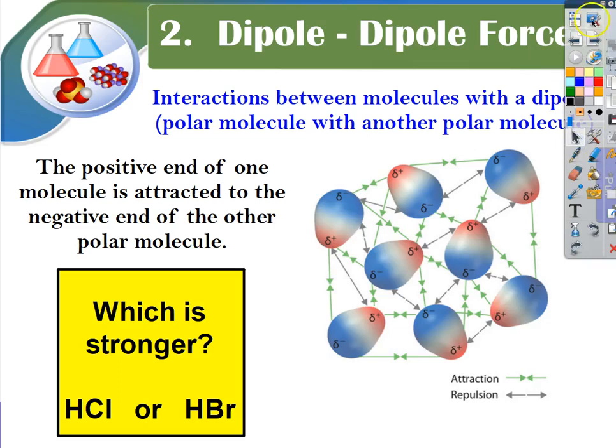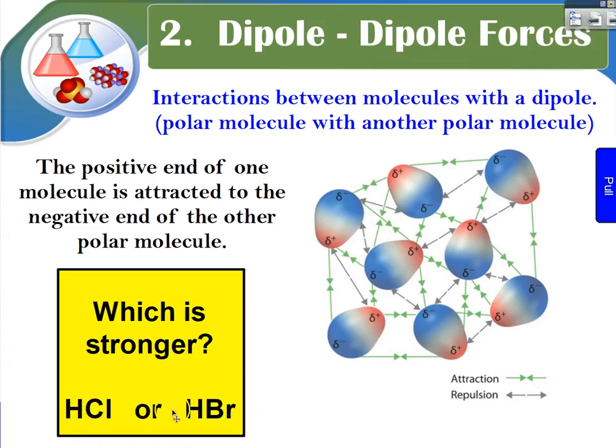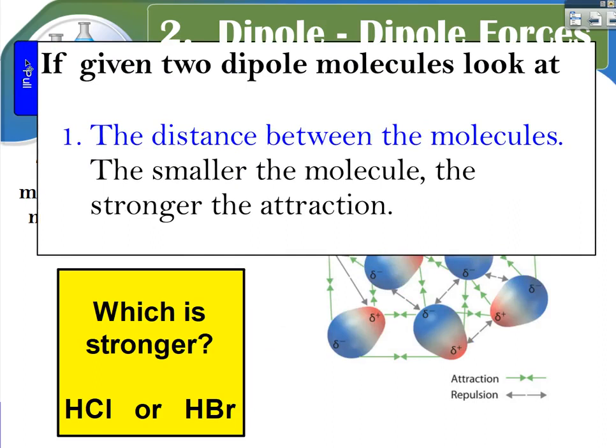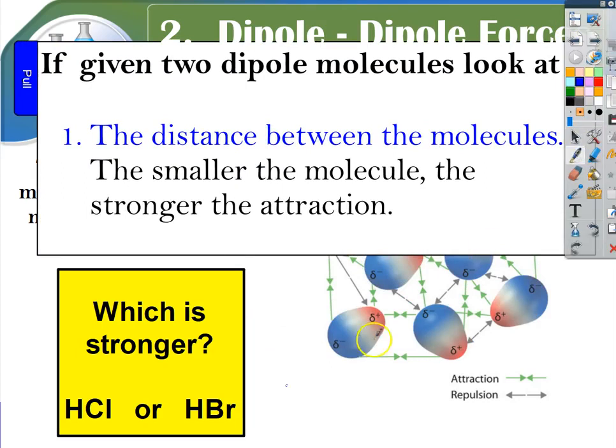So if I have 2 polar molecules like you have right here, HCl and HBr, because they're 2 different molecules, they're both polar, how can I know which one is stronger? Well, if given 2 dipole molecules, you're going to look at the distance between the molecules. The smaller the molecule, the stronger the attraction. So looking here, HCl and HBr. What's smaller? HCl is smaller than HBr because Br is further down on the periodic table.